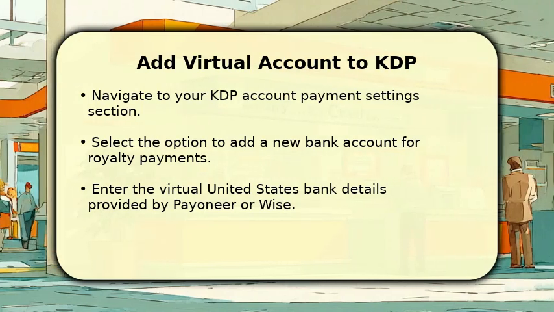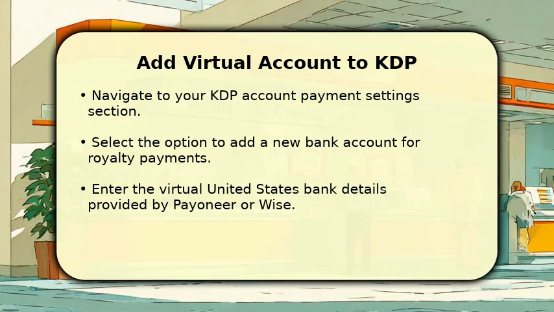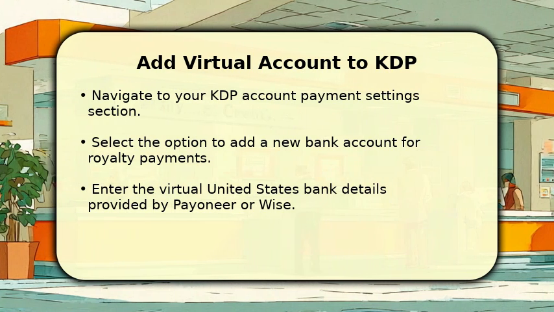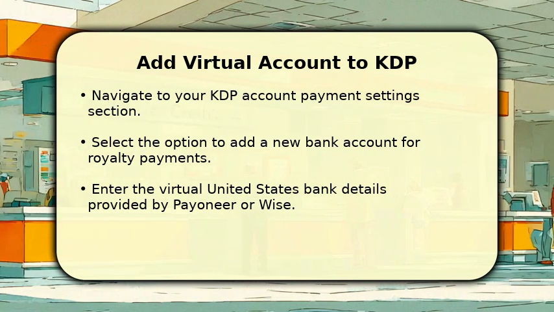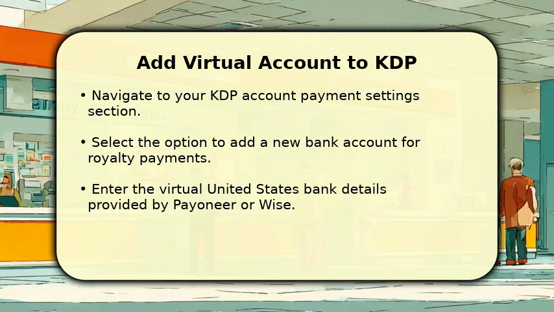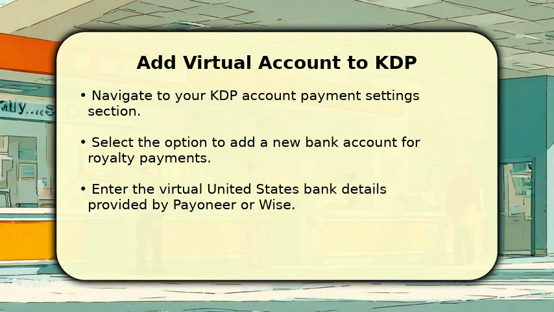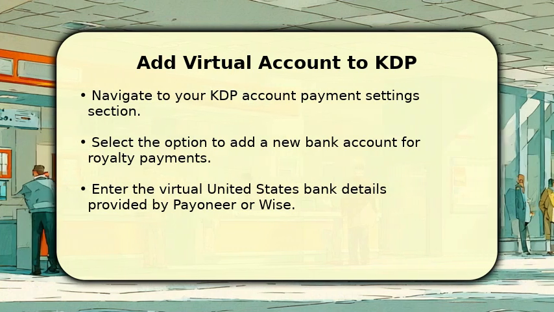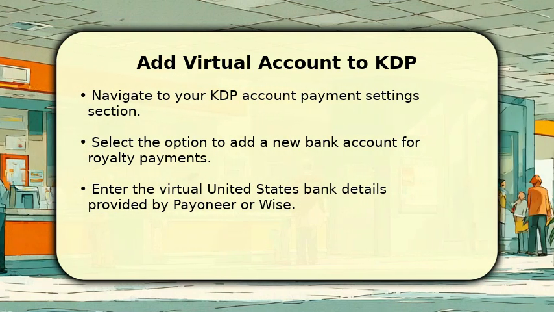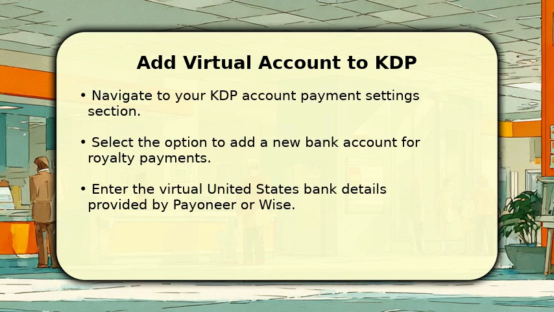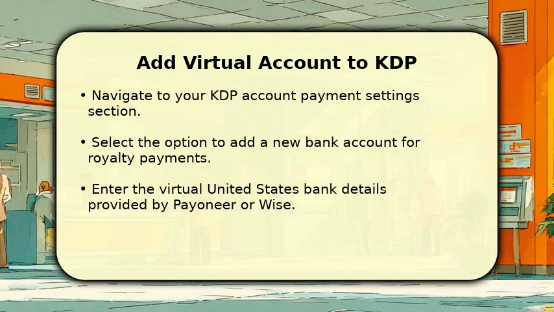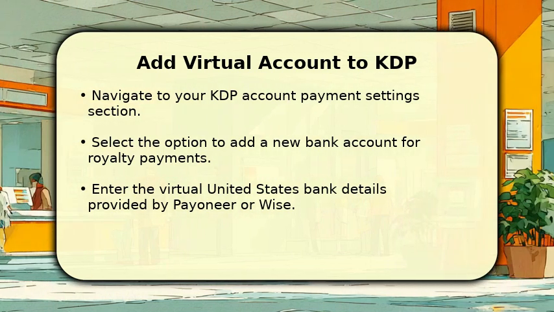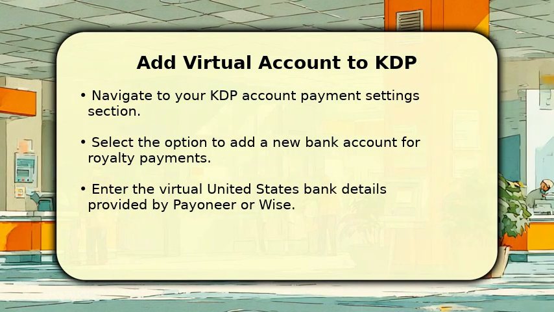Once your virtual bank account is active, log in to your KDP account and find the Payment Information section. Choose to add a new bank account for your royalty payments. Here, you will input the United States bank details that Payoneer or Wise gave you, including the account number and routing number. Double-check every digit for accuracy, as any error could delay your payouts. KDP will verify these details to ensure secure transfers.